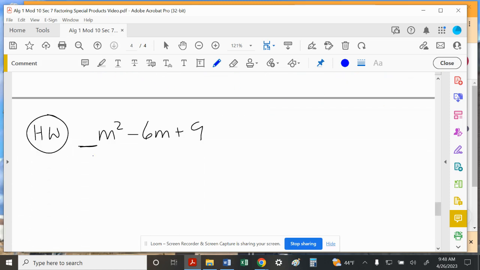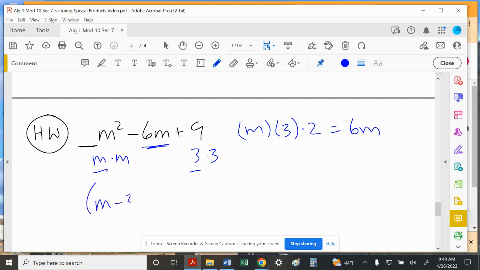Okay, m squared. This is really m times m, and this is 3 times 3. It looks pretty good so far. Then we have to multiply the m times 3, so m times 3 times 2, because we have the 2 to see if it's the middle term. 3 times 2 is 6, so that is 6m. I don't really care about the negative or the positive because that just tells me what the sign is when we're done. So that gives me (m minus 3) times (m minus 3), which is equal to (m minus 3) quantity squared.